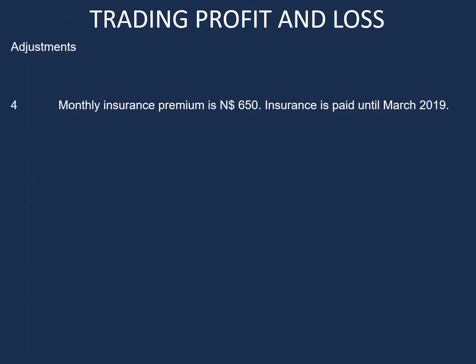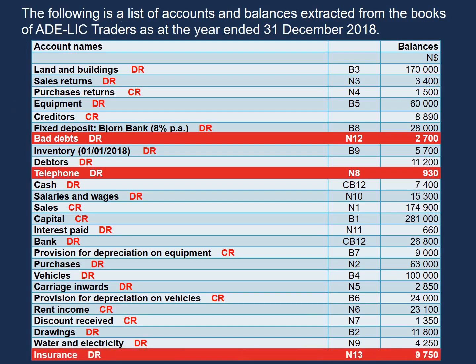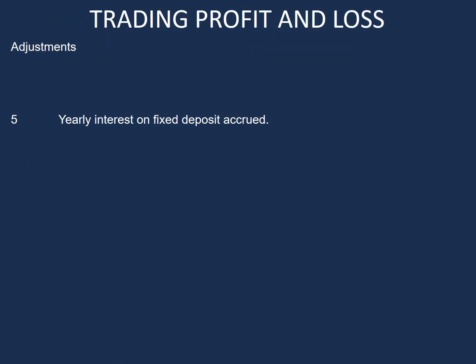There we go. Our next adjustment is for monthly insurance premium of $650. Insurance is paid until March 2019. The account that we need to highlight here is our insurance account. There we go. Let's move on to our next adjustment. Yearly interest on fixed deposit accrued. The account that we need to add is interest on fixed deposit, because interest on fixed deposit is not on our list of balances. So we need to add this account when we prepare our profit and loss account.